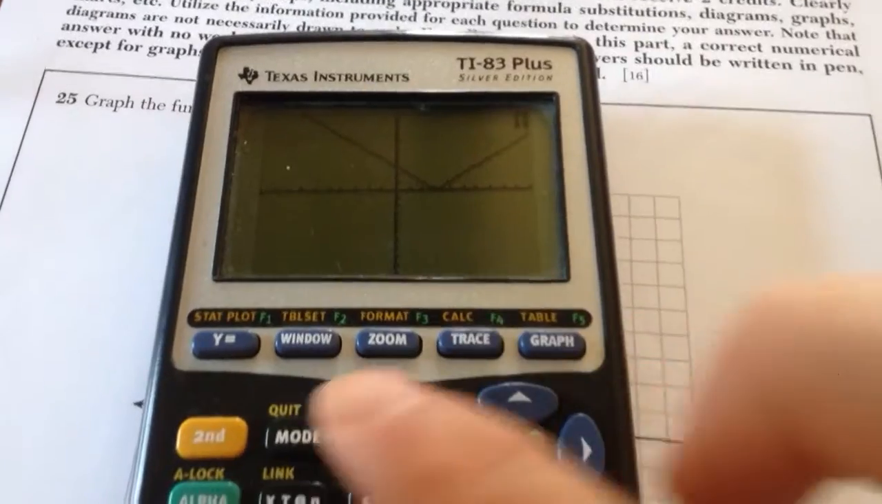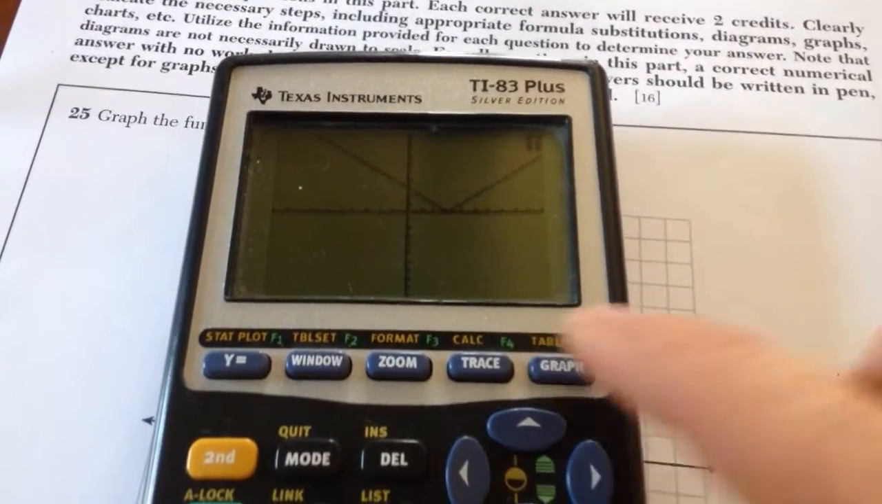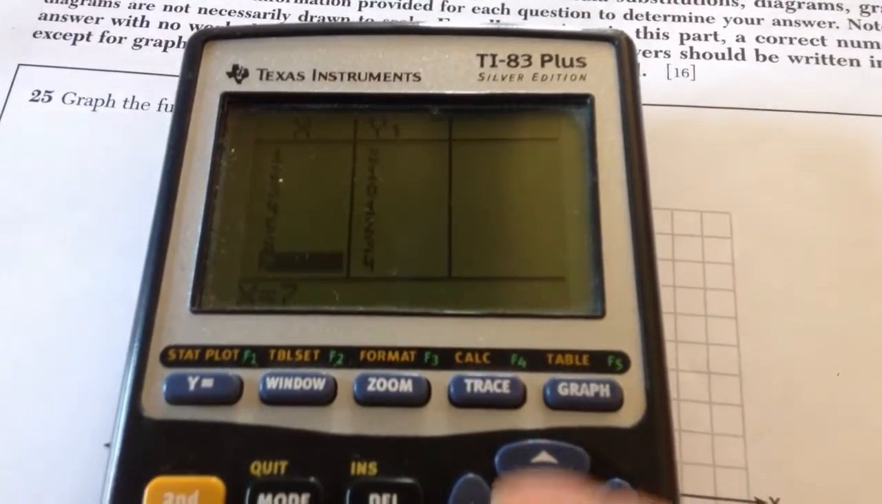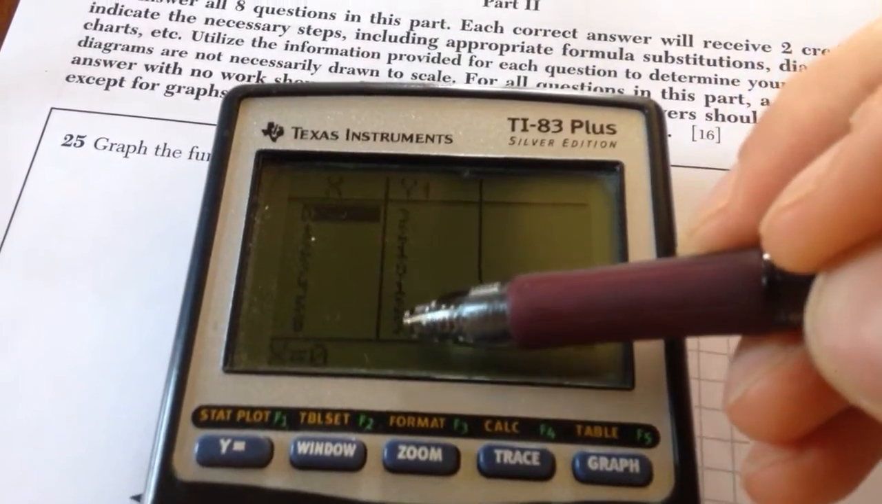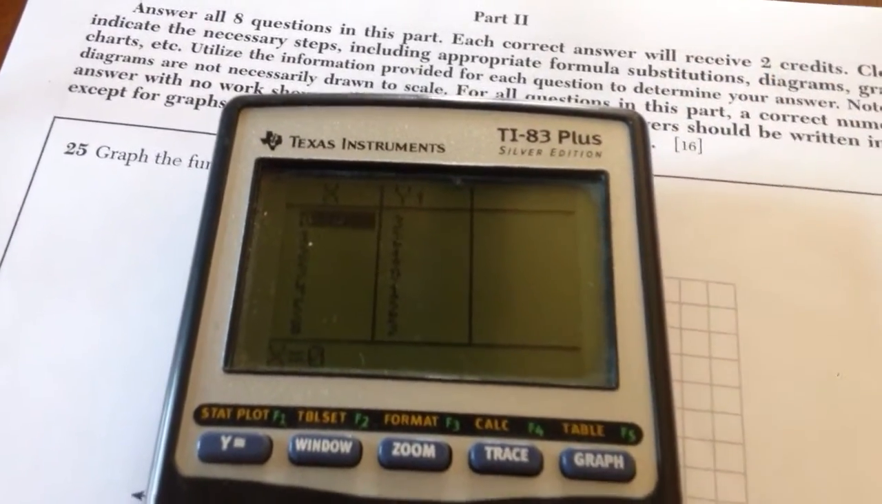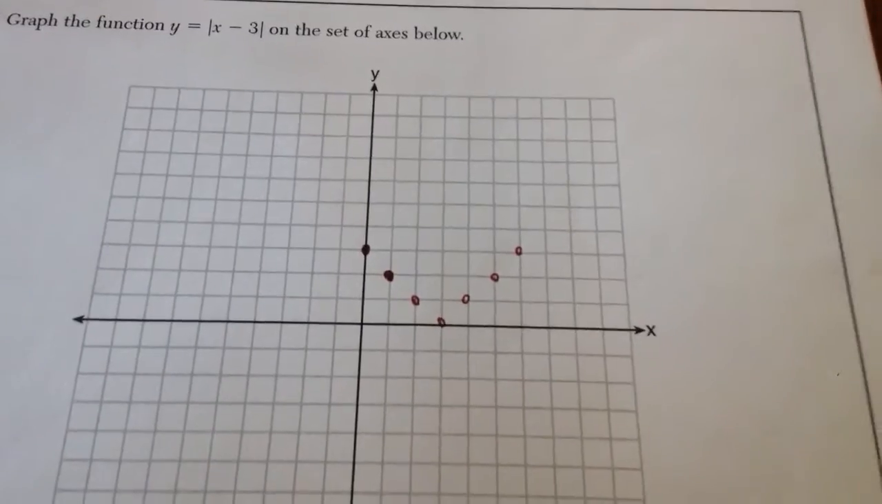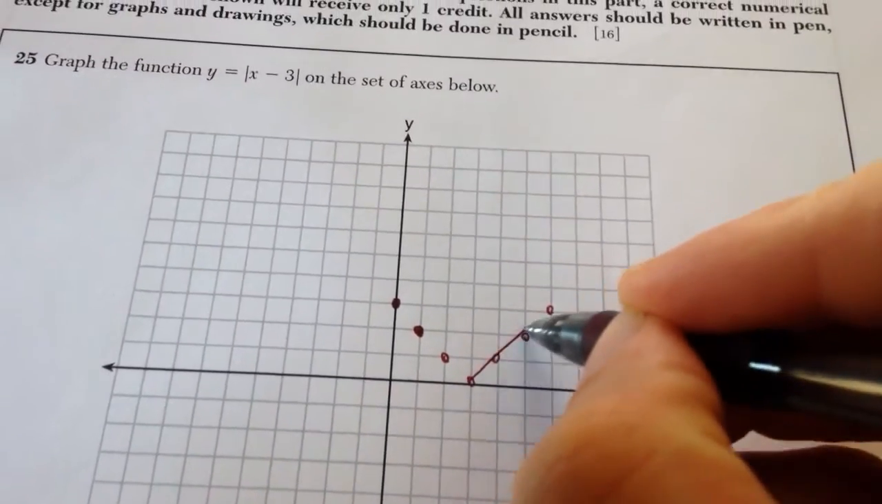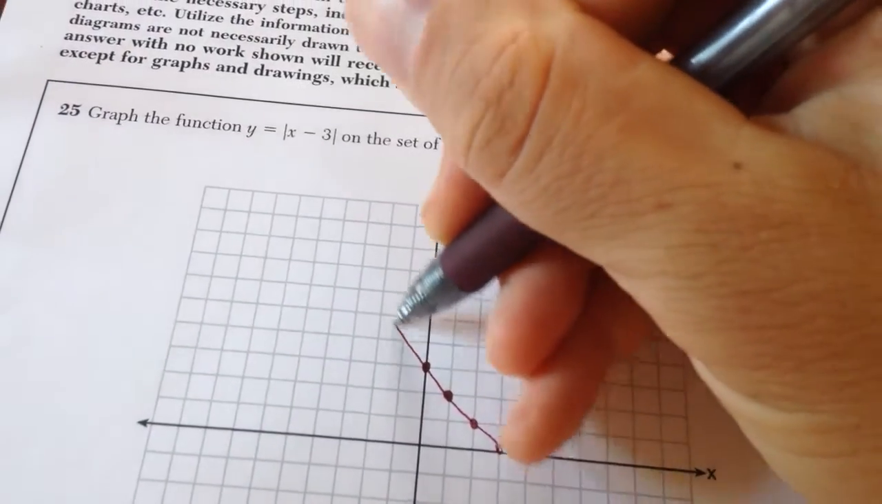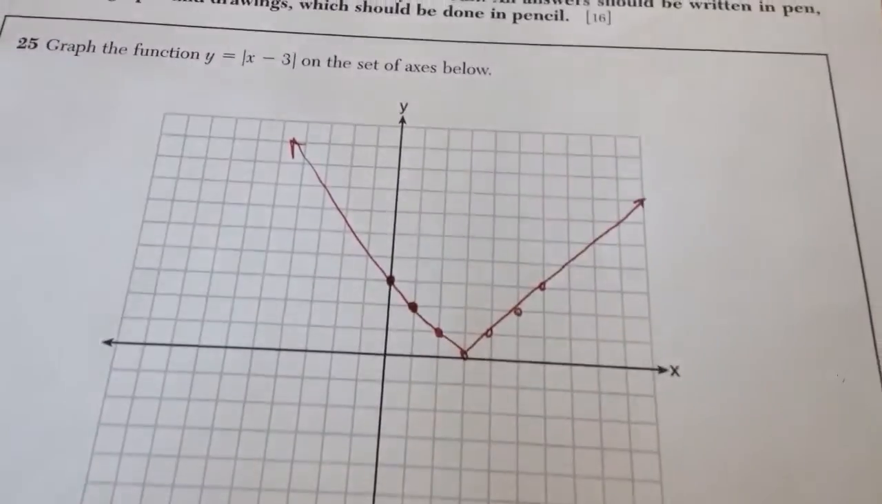I'll then go to table by hitting second graph, which takes me to table. And then I'm going to cycle through so that this top y value matches this bottom y value. This is what's going to give us the V shape. So off of the table, I plot these points. I then extend the lines. I recommend using a ruler.